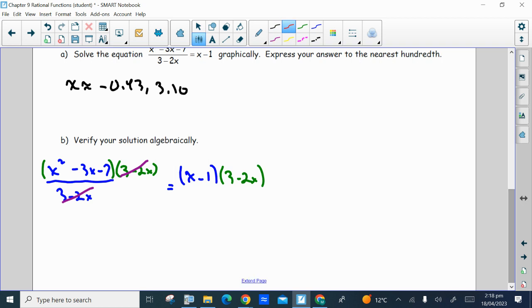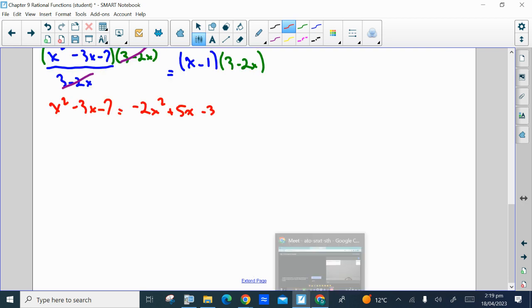We multiply out what's left on the right, and then solve the resulting equation. So this will be negative 2x squared. It'll be 3x plus 2x, which is positive 5x minus 3. So we've got x squareds and x's. We need to make it equal to 0 and probably need to factor.